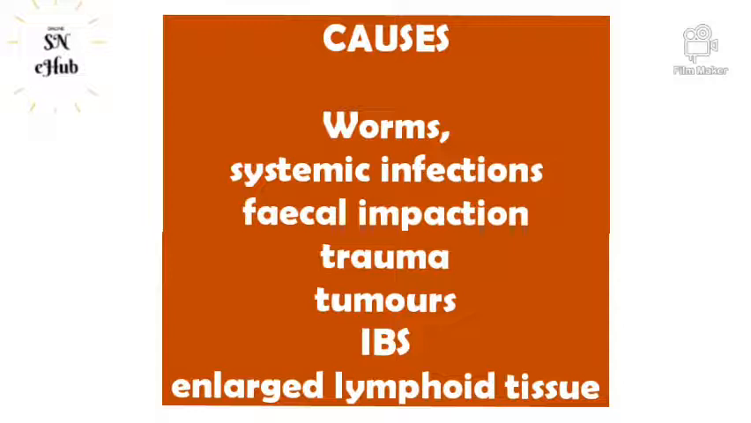For example, it can be direct trauma. It can be some tumors. It can be inflammatory bowel disease. So all these kinds of things might cause acute appendicitis, and especially enlarged lymphoid tissue. If you've seen, the majority of these causes are causing acute appendicitis because of causing obstruction to the appendix. And when there is obstruction, it will start swelling up.